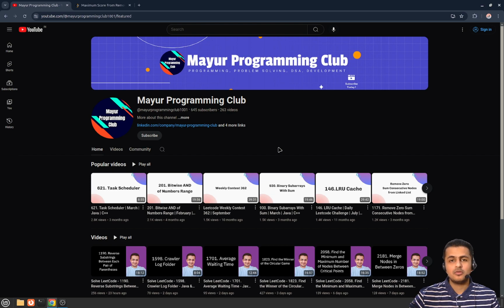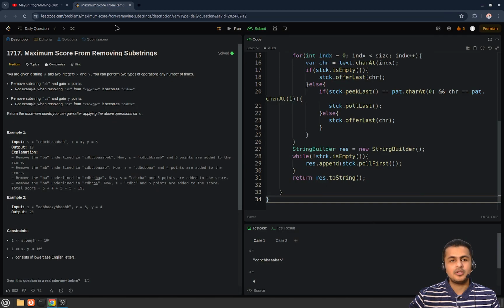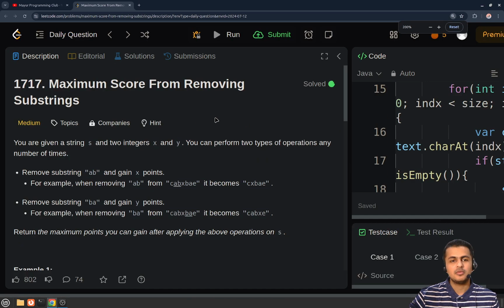Today we will be solving another daily LeetCode problem, and the problem statement is maximum score from removing substrings. Okay, and the problem statement goes like this. You will be given a string s, and two integers x and y. On this string s, you can perform two types of operations any number of times you like.